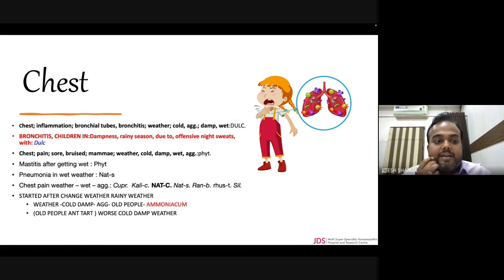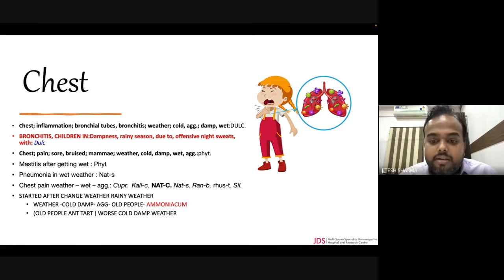Next, coming to the chest part, there is inflammation in children in rainy season and also they have offensive night sweats, like bronchitis. Think of Dulcamara. Bronchitis in rainy weather, aggravation, Dulcamara. Chest pain, sore, bruised, Phytolacca. Mastitis after getting wet, Phytolacca. Pneumonia in wet weather, Natrum sulphuricum. Chest pain in general, wet weather aggravation, you can think of Kali carb, Ranunculus bulbosus, Natrum carb.